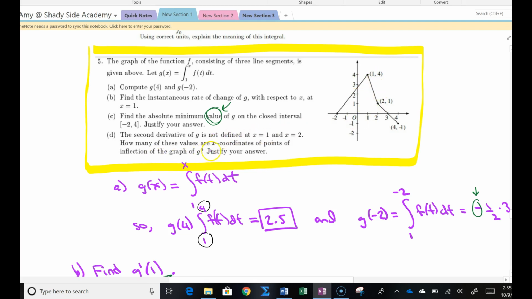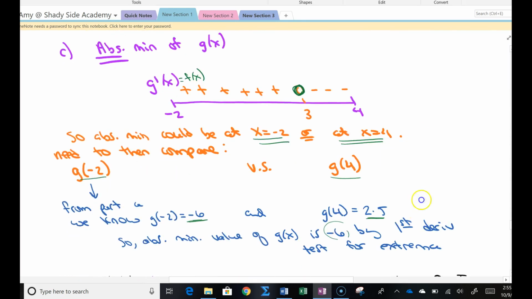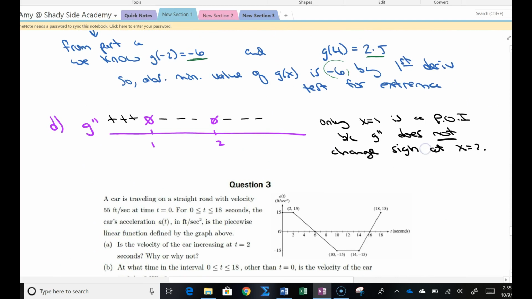How many of these x values are x-coordinates of points of inflection? We'll take a look at my justification. Here's part D. I did a second derivative sign analysis of g double prime. G double prime doesn't exist at x equals 1 and x equals 2, but g double prime's sign, look what it is: positive, then negative, negative, negative, negative, negative, negative. And I wrote here only x equals 1 as a point of inflection because g double prime does not change sign at x equals 2.